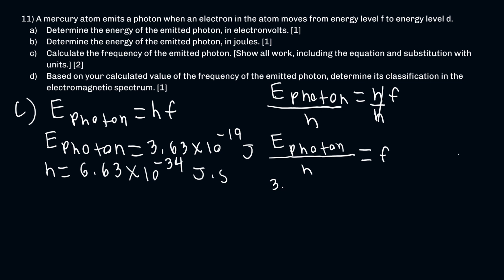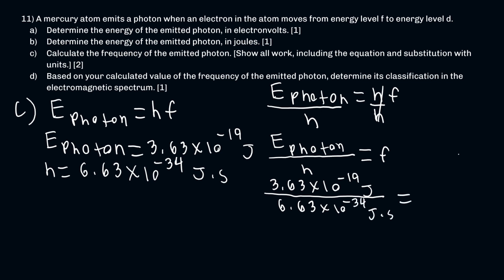So energy of the photon, that is 3.63 times 10 to the negative 19th joules over Planck's constant, which is 6.63 times 10 to the negative 34th joules times seconds. That is equal to my frequency. So now all I'm going to do is plug this into my calculator, and I should end up with my answer. So this all here is my first point, writing out the equation, and then putting in the substitution there with my proper units. So plug this into your calculator now.